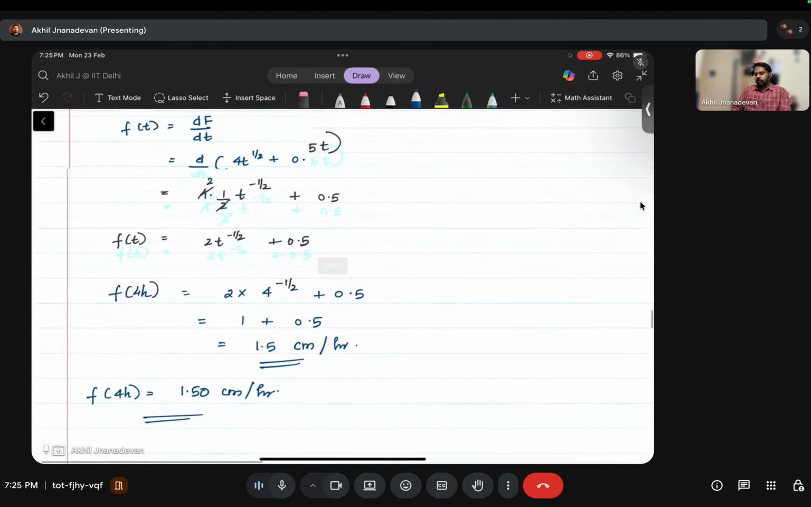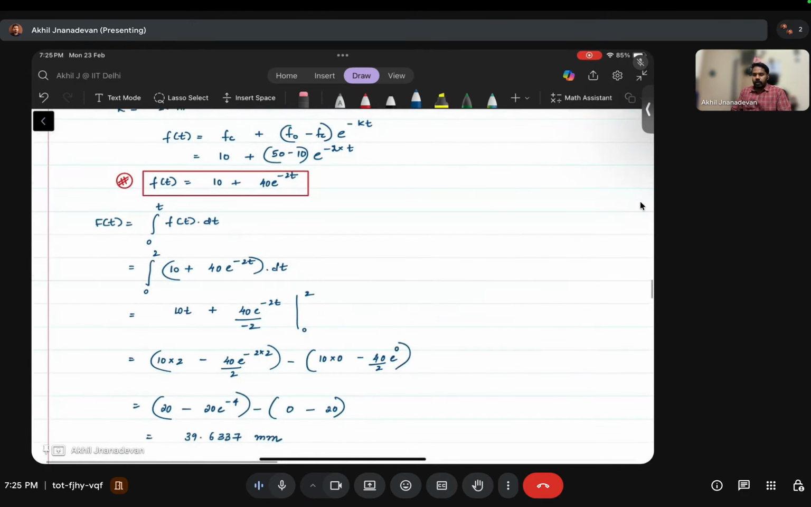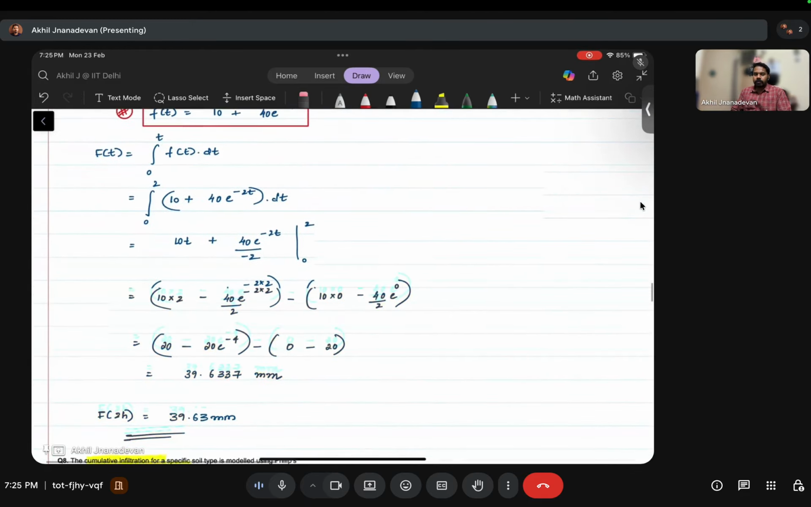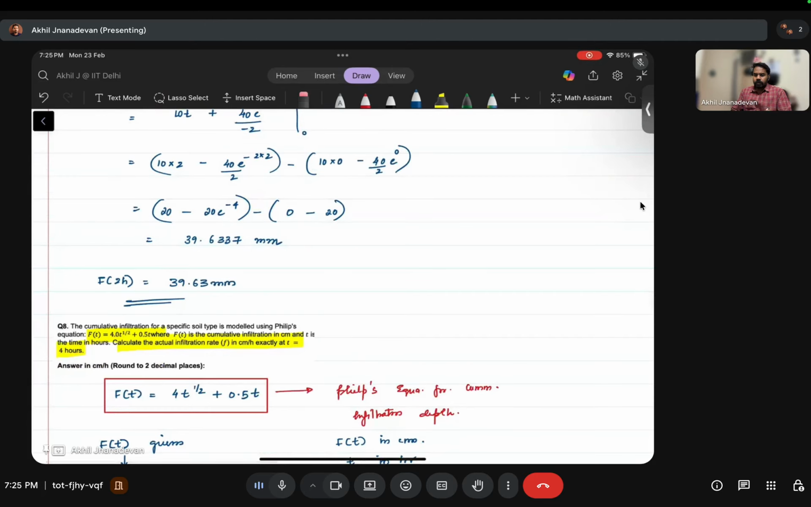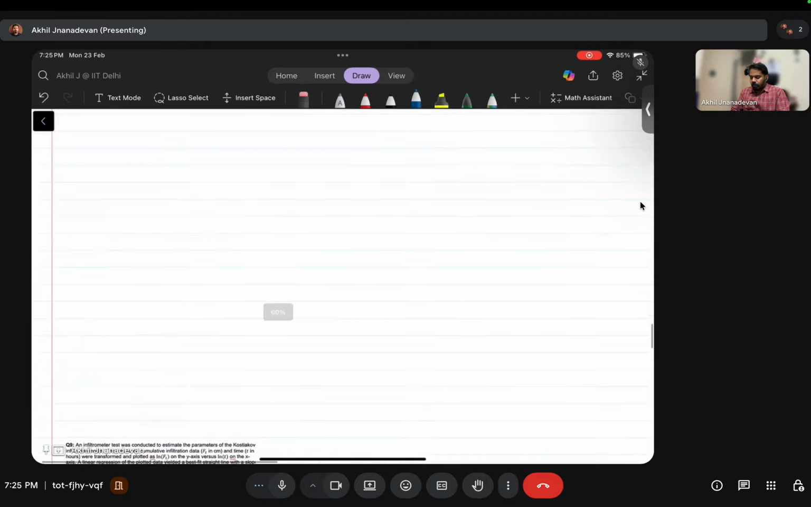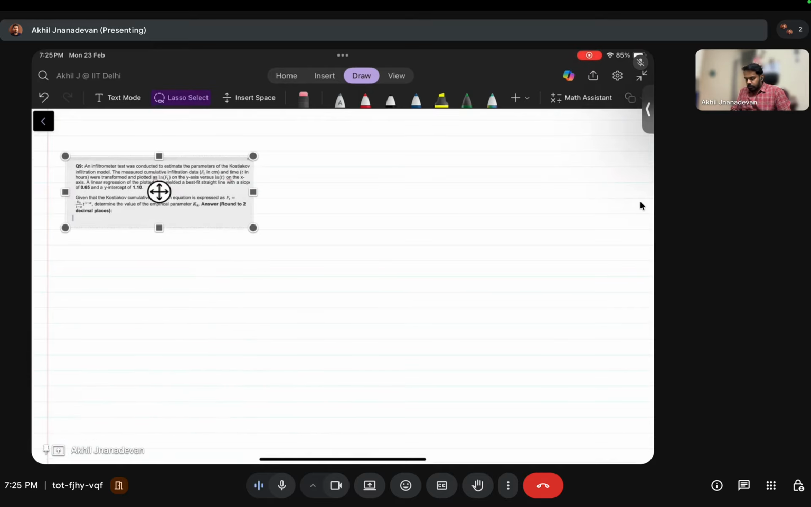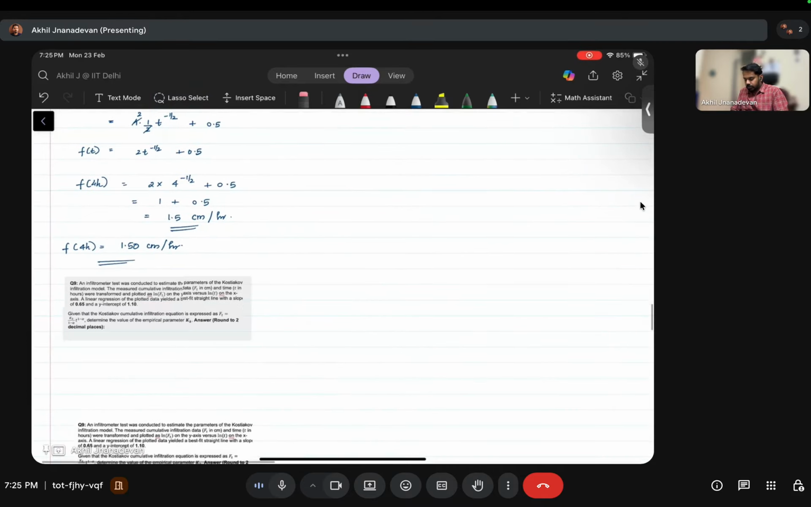Right, so this is the opposite. So these two relations are clear. If we have the infiltration rate equation, we can integrate it to find the cumulative infiltration depth. And if we are given the equation of the cumulative infiltration depth, we can differentiate that and get the infiltration rate equation. Okay, so let's move on to the next question.